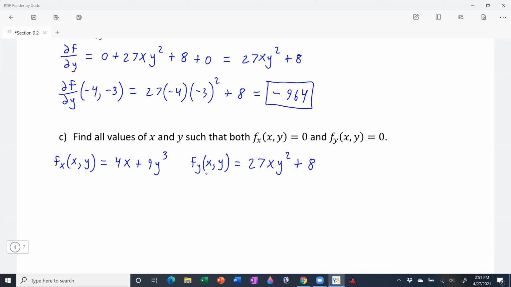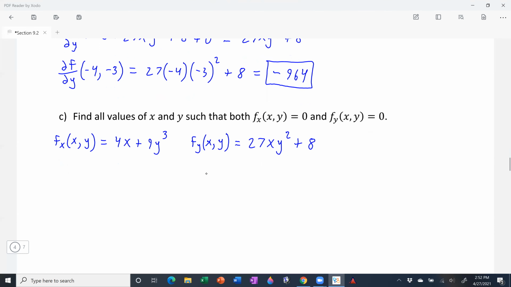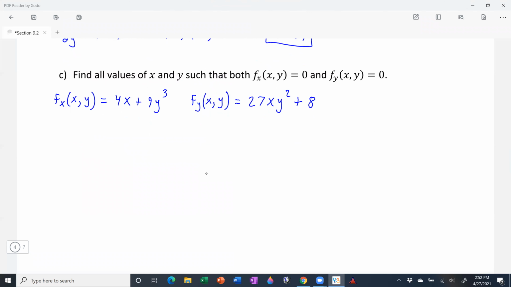Okay, and we want to find values of x and y such that both of those partial derivatives equal 0. That's kind of hinting at something. Remember, a lot of times, a lot of the applications when we were finding extrema and all kinds of stuff, you're setting derivatives equal to 0. So this kind of a process has a whole lot of different applications. Okay, so how do you find out which values cause something to come out 0? Well, take these different equations, and I want to set them equal to 0. And we need to find x and y that cause that one to be 0. And then for the other one, we also need 27xy squared plus 8. We also need that to come out 0.